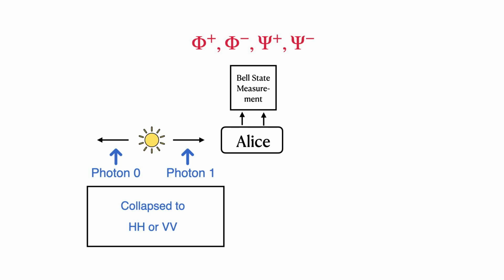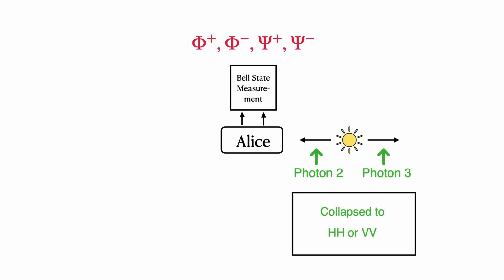Measurements. But now we come to the quantum part. When Alice measures the polarization of photon 1, the system of particles, photon 0 and 1, this is the entangled pair, collapses to a state where they both have the same polarization. So they're horizontal, horizontal, or vertical, vertical. So when she measures photon 1, then photon 0 is set.